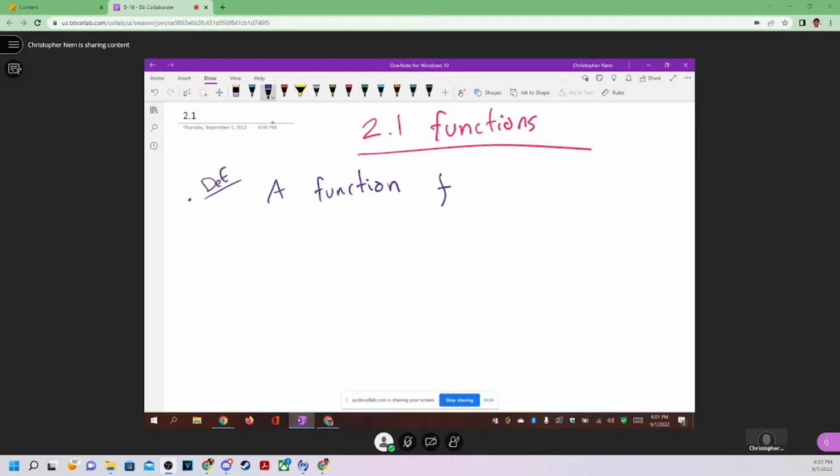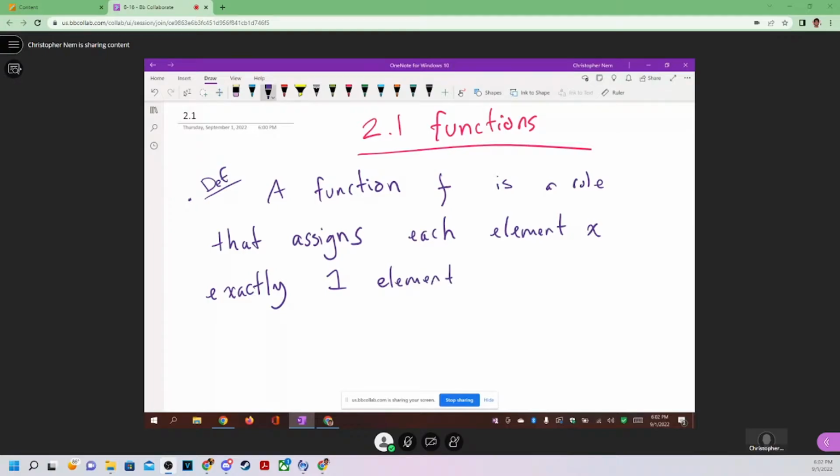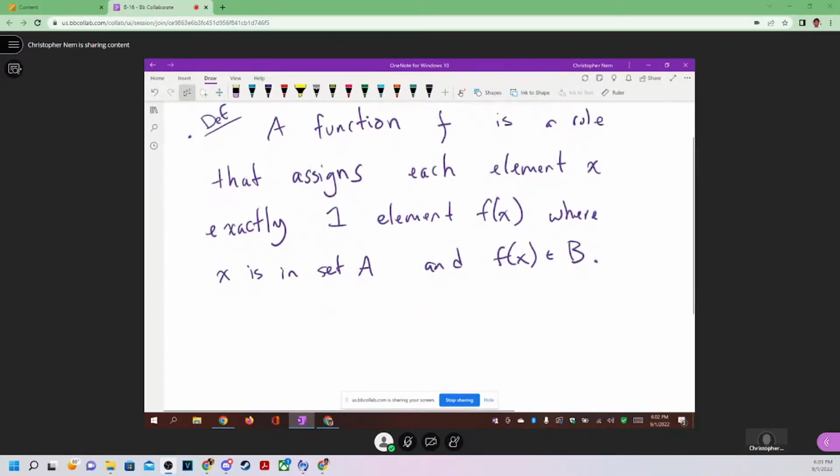A function f is a rule that assigns each element x exactly one element f of x, where x is in set A and f of x is an element of set B. So the idea is a function f is a rule that assigns each element x exactly one element f of x, where x is in the set A and f of x is in the set B.